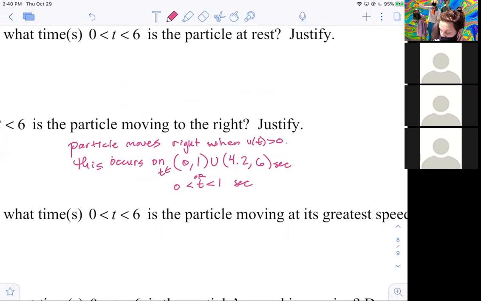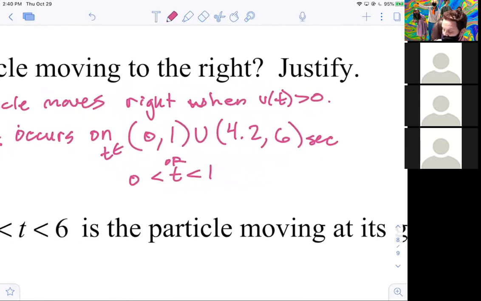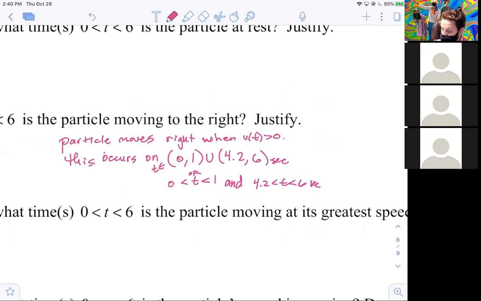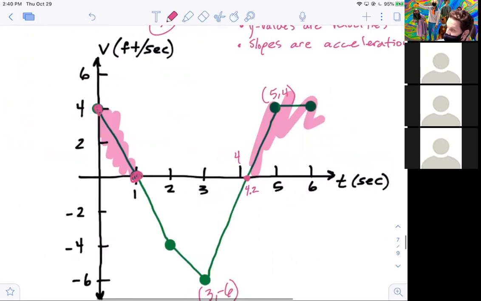Okay. And then, of course, if you did the interval notation, you would say 0 to 1, and, and you could say and there because in that case, it's an English conjunction, not a math symbol. 4.2 less than t less than 6, and then you can put seconds. But interval notation is pretty sweet. So let me make sure I answered the question now. Oh, yep, those are the only two places where the graph is above, so that's good.